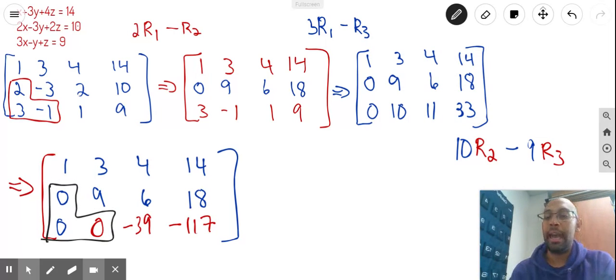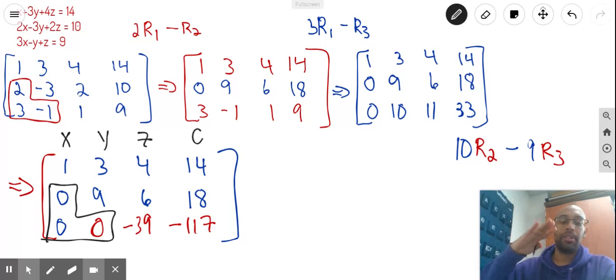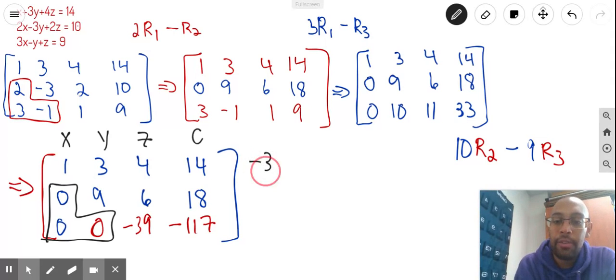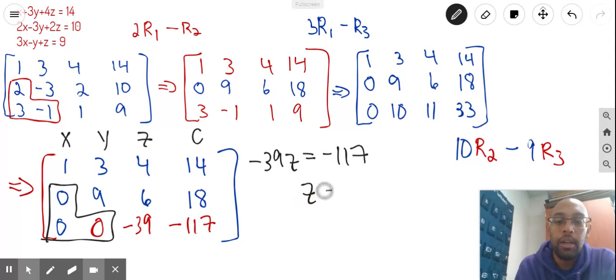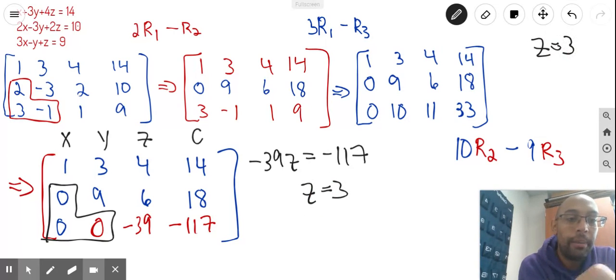So now, once again, the first column relates to x, second column relates to y, third column relates to z, last column relates to the constant. So now I can start solving for my variables one at a time. So I start with z, then y, then x. For z, I have negative 39z equals negative 117. Divide both sides by negative 39. z is 3. I'm going to put here z is 3.